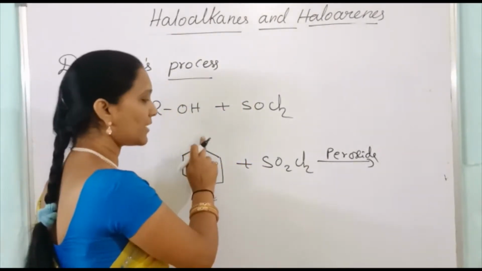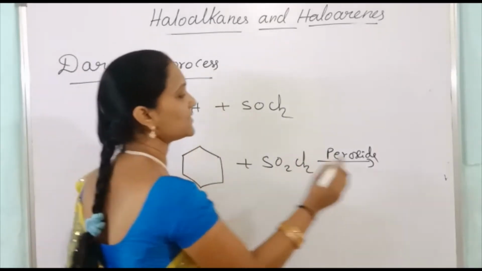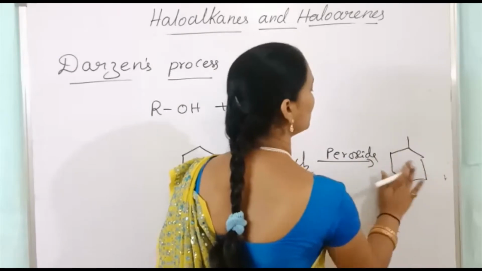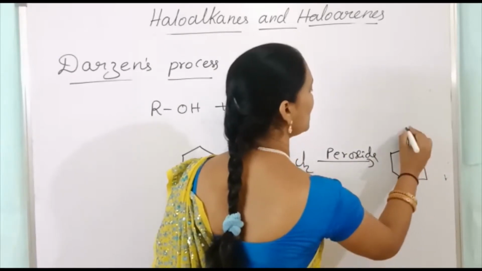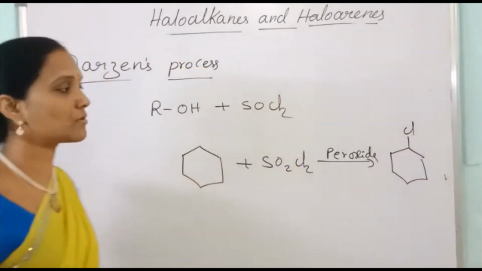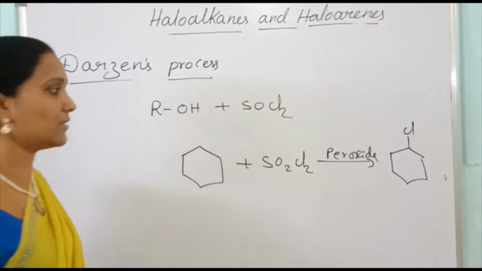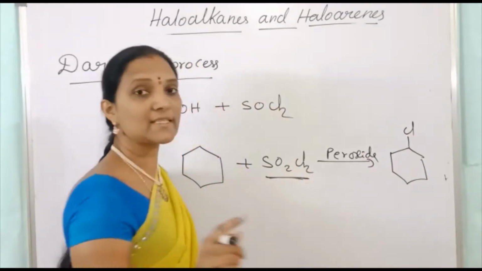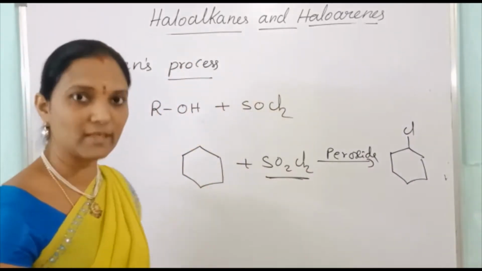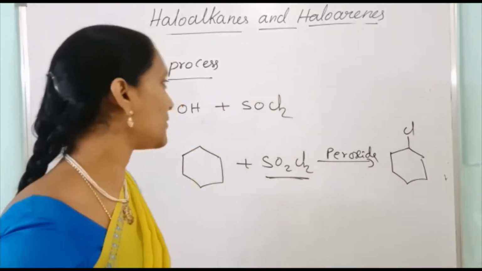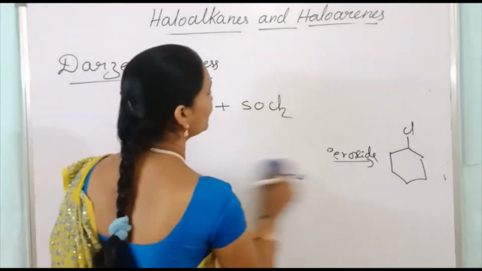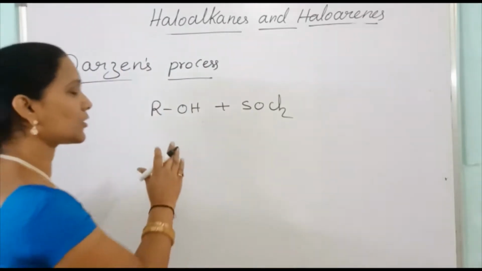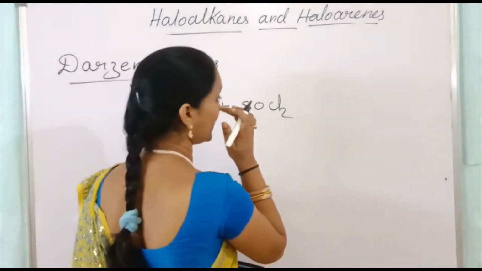In the presence of peroxide, it is a free radical substitution reaction in alkanes. Here one of the H is replaced by Cl free radical. So we are getting chlorocyclohexane as the product. Here we are using SO2Cl2, sulfuryl chloride, in the presence of peroxide. But now we are using SOCl2, thionyl chloride, so alcohol is treated with thionyl chloride.